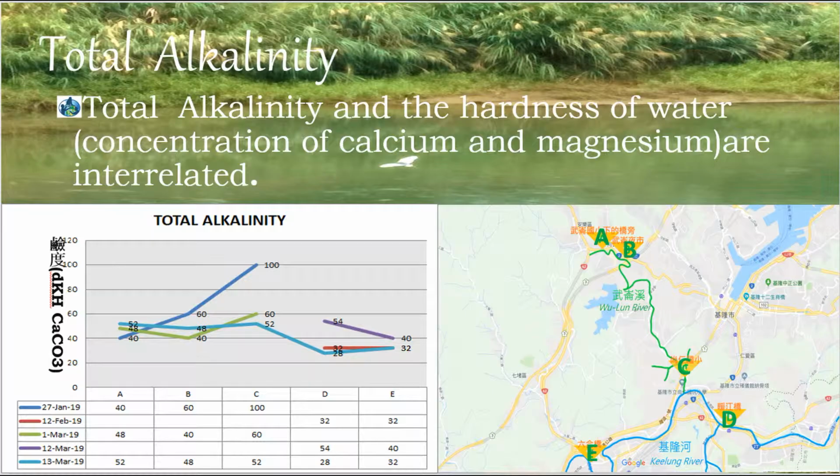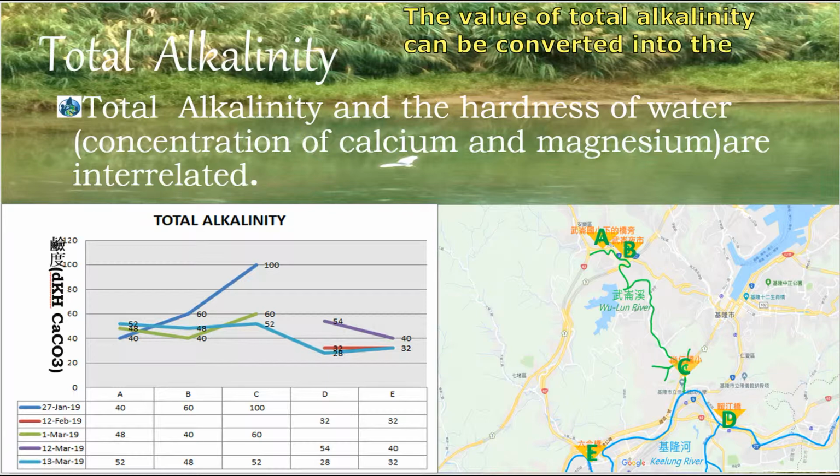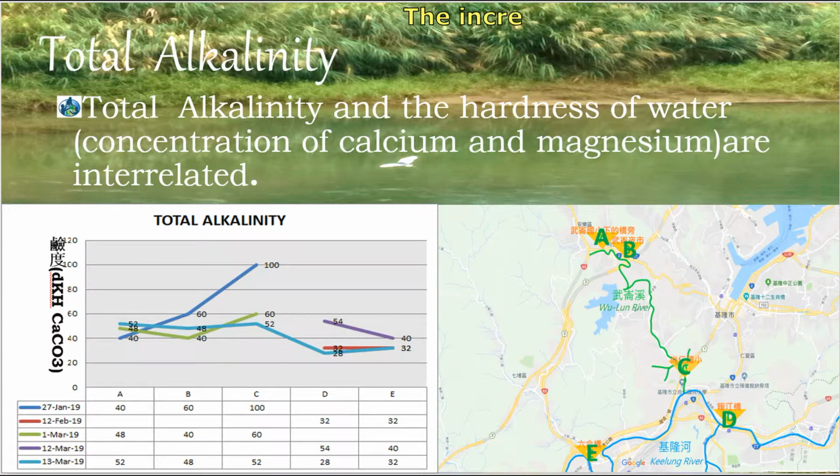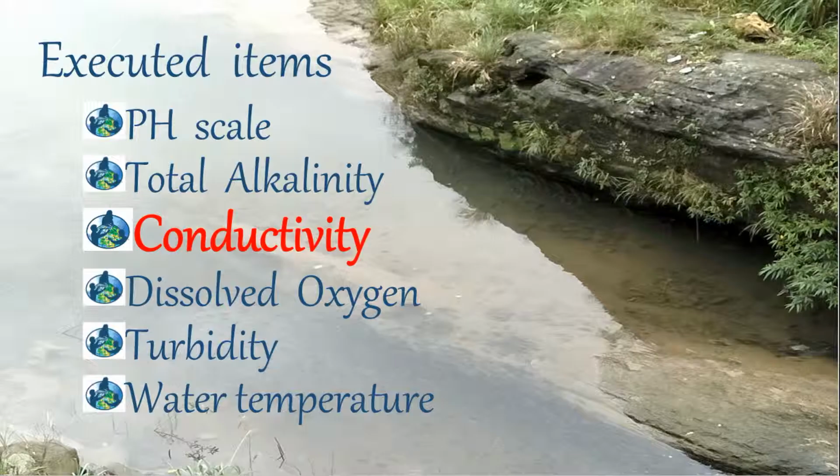Total alkalinity. The value of total alkalinity can be converted into the hardness of water, which means the concentration of calcium and magnesium ions in river water. The increase in the value of total alkalinity tends to be alkaline. Among the 3 measurements, Site C has the highest alkalinity. EPA did not test this project.